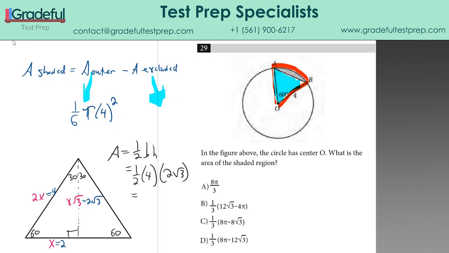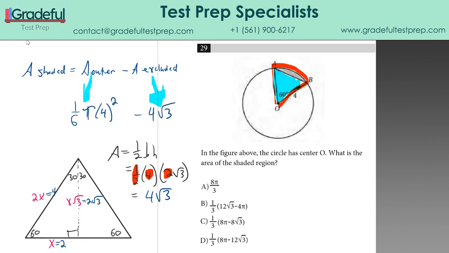And so multiplying that out, you have 1/2 times 4 times 2, and all of that comes out to 4. So we'll have 4 root 3 right there, and that's the area of the equilateral triangle, so minus 4 root 3. Now we just have to do some work to make it look like one of these answer choices.